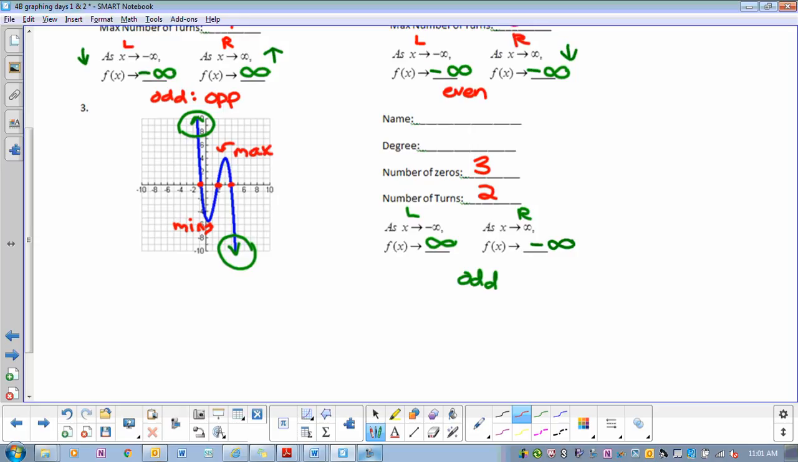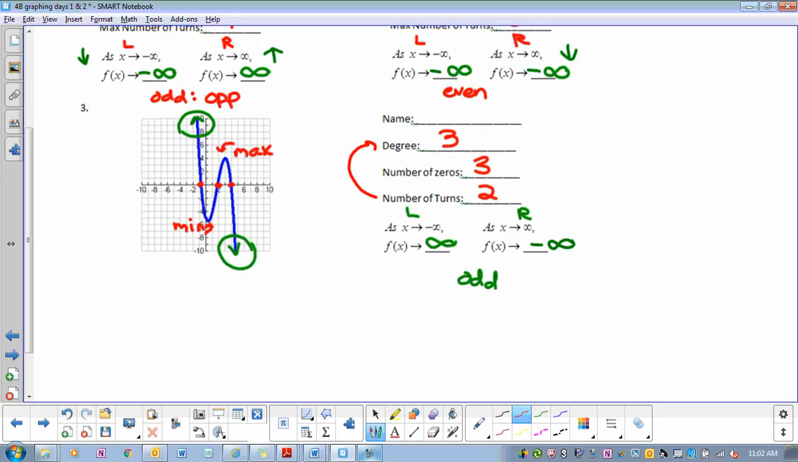Guys, if I know the number of turns, can I figure out the degree? Yeah. If the number of turns is 1 smaller than the degree, then if I go backwards, I have to do what? 2 plus the 1. So what's 2 plus the 1? 3. Which is the same as the number of zeros, right?